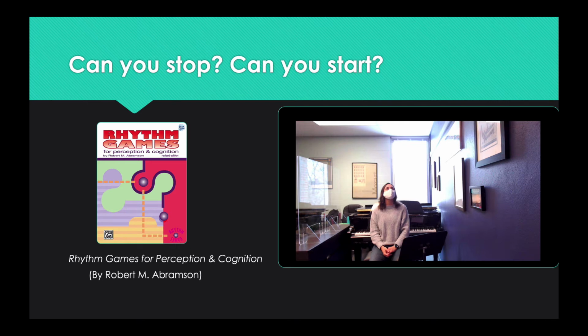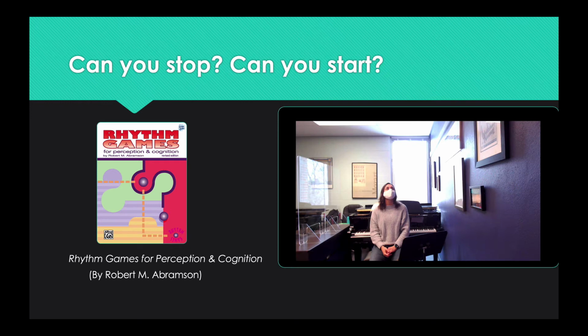Next, we have a game that I like to play, and I use a lot of games out of this book called Rhythm Games for Perception and Cognition. Fabulous book by Professor Robert Abramson. As I mentioned, taught at MSM, Manhattan School of Music for many years, and then Juilliard, and then his own school in New York City.